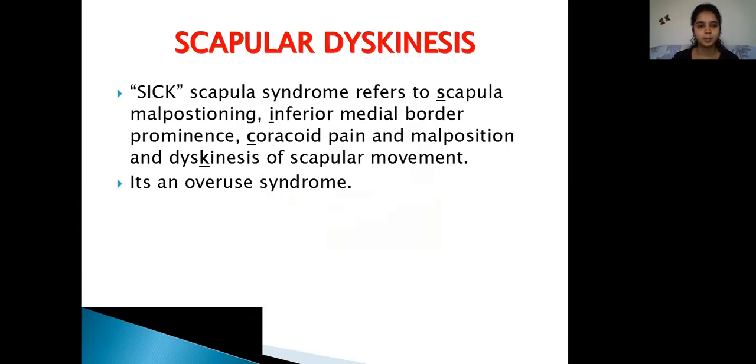Scapular dyskinesis. Scapular syndrome refers to scapular malpositioning, inferior medial border prominence, coracoid pain, malposition, and dyskinesis of scapular movement. And basically, it's an overuse syndrome.